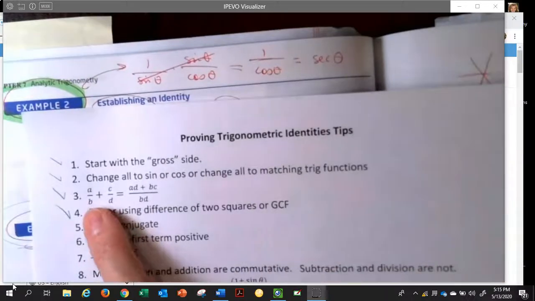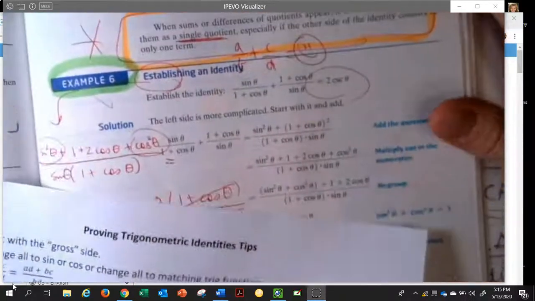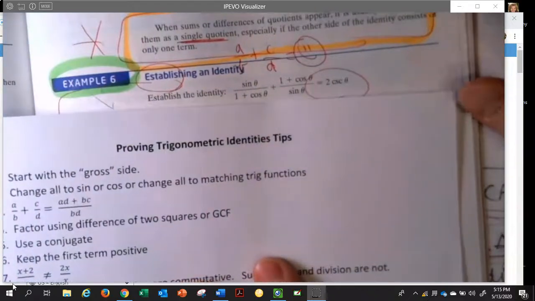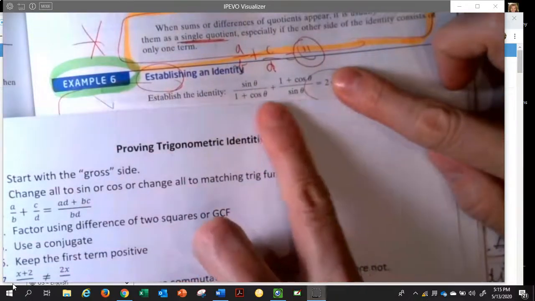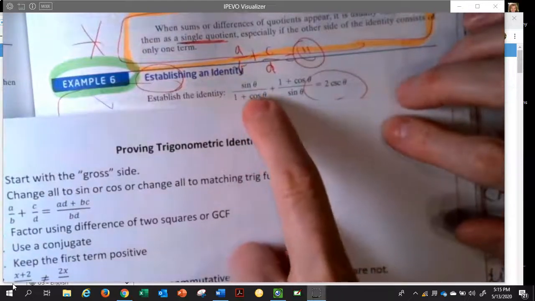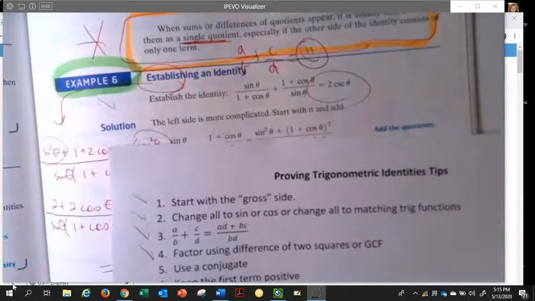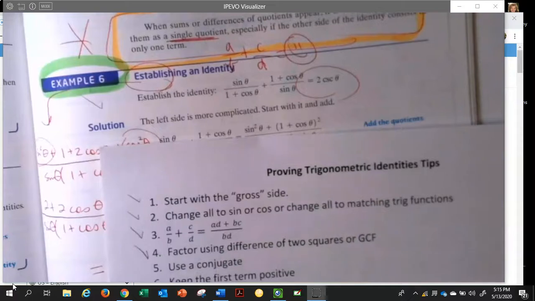So another tip is you're going to end up having some pretty gross looking fractions. And so right here on example 6, you see this side, which is going to be our gross side. And when you see this, it's a fraction plus a fraction. So you can see my little note I've got for during lecture. And I'll go ahead and show you.